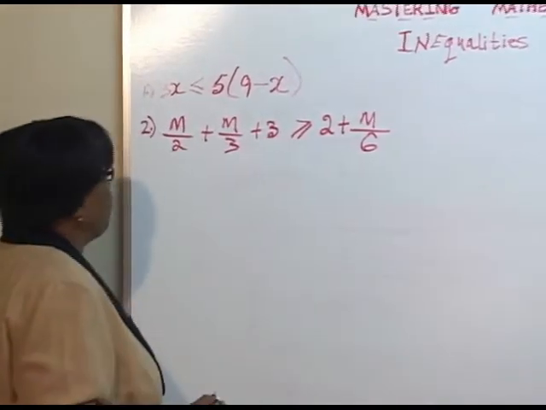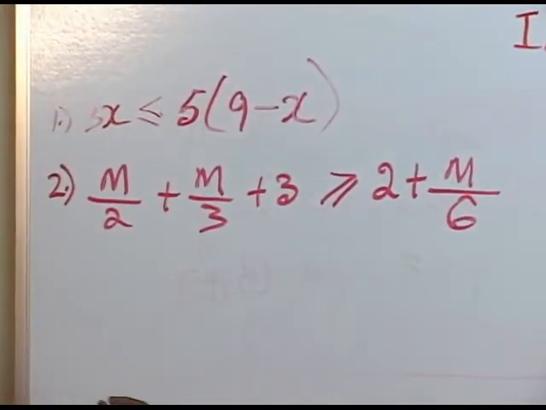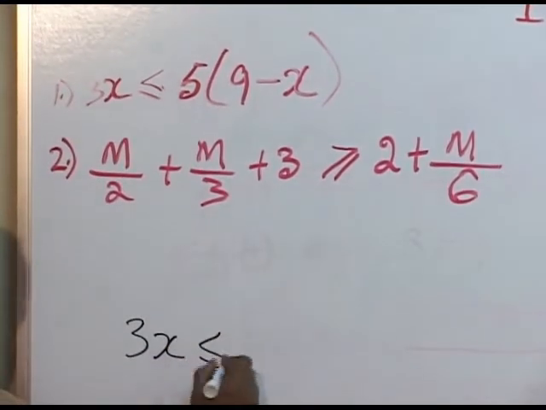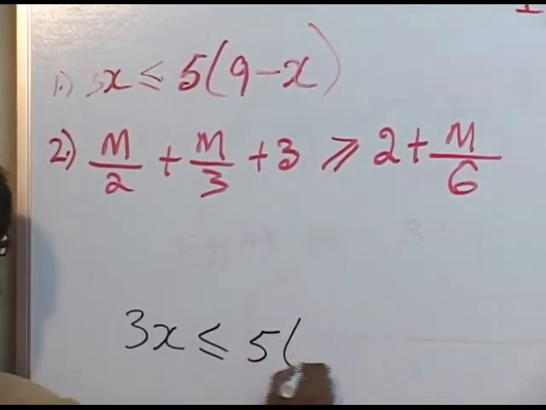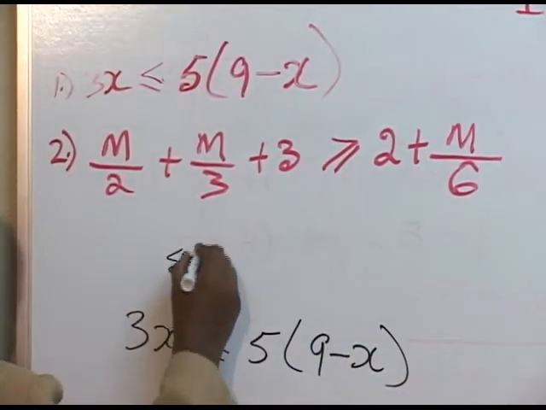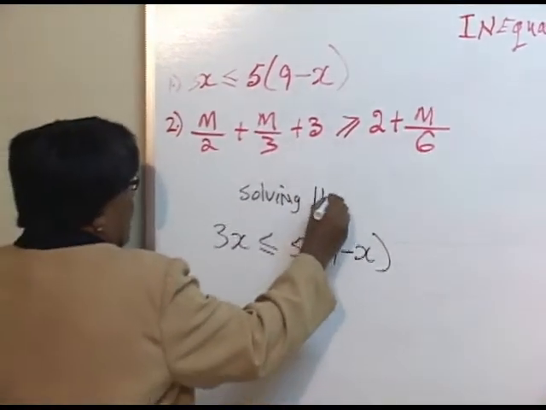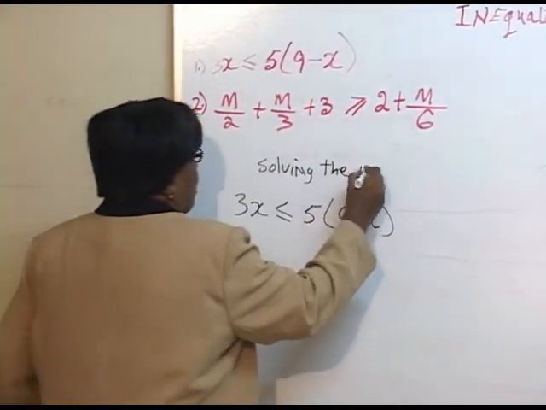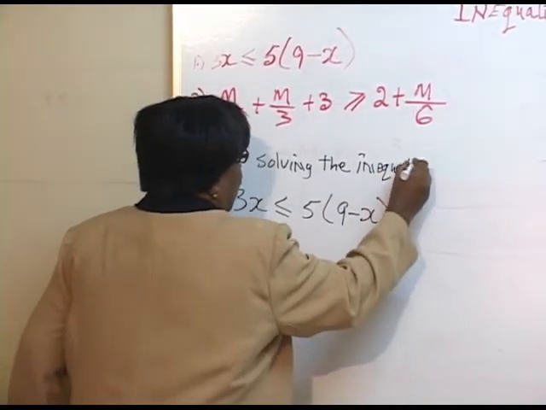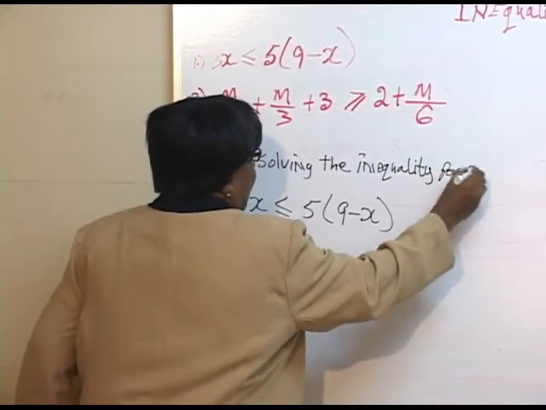Let us look at the first example I want to bring to light today. And it is this one that says 3x is less than or equal to 5, open bracket, 9 minus x, and we are solving, okay? And not equation, the inequality, all right? The inequality. So we get our terms right. The inequality for x.